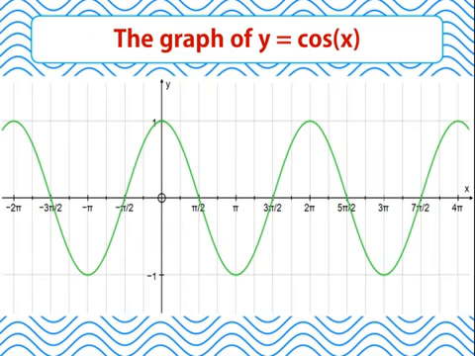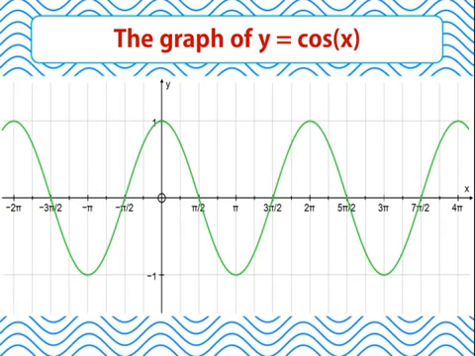Again, it's periodic. We only need to look at a span of 2 pi units to see the entire shape, and we could then repeat that again and again and again. So it's periodic with a period of 2 pi. It's also an oscillating function, and it also oscillates only 1 unit above and 1 unit below. So it has what we call amplitude of 1.